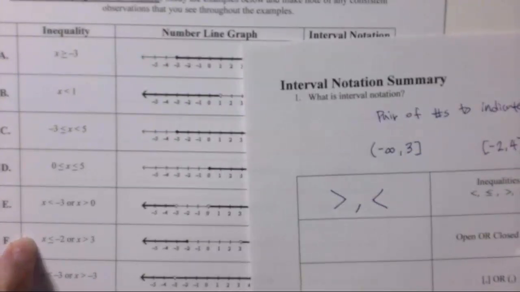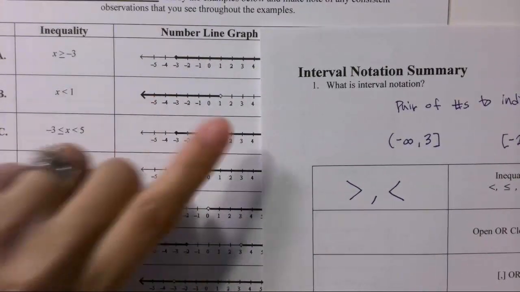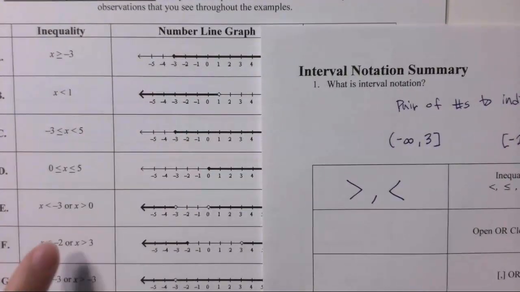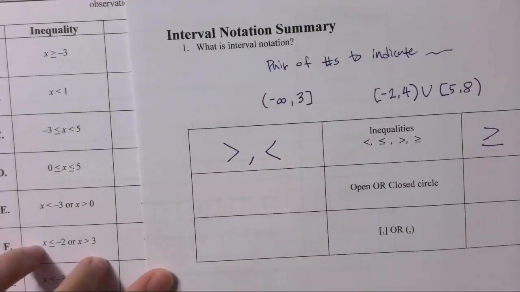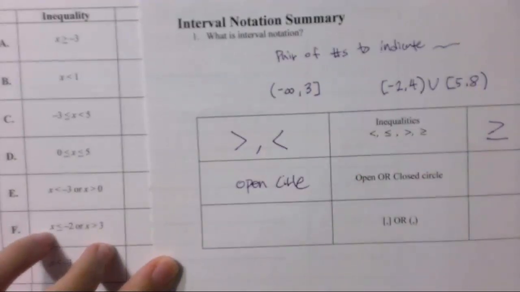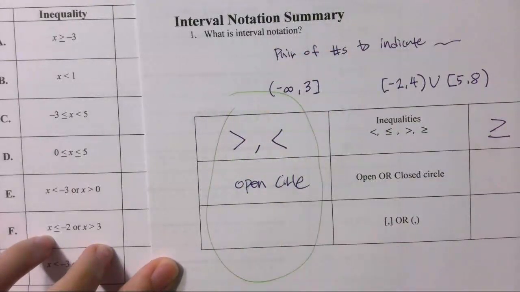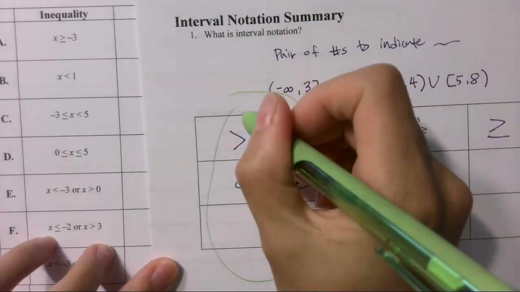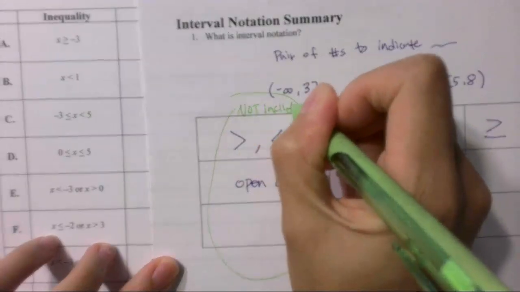from the previous page, what kind of circle did you have? So letter B, what kind of circle do you have at 1? Open circle. What kind of circle do you have? Open circle. So when it's a strict greater or less than, you have an open circle. And once again, what does that mean? That means, do you include those endpoints or not? Nope, not include endpoints.